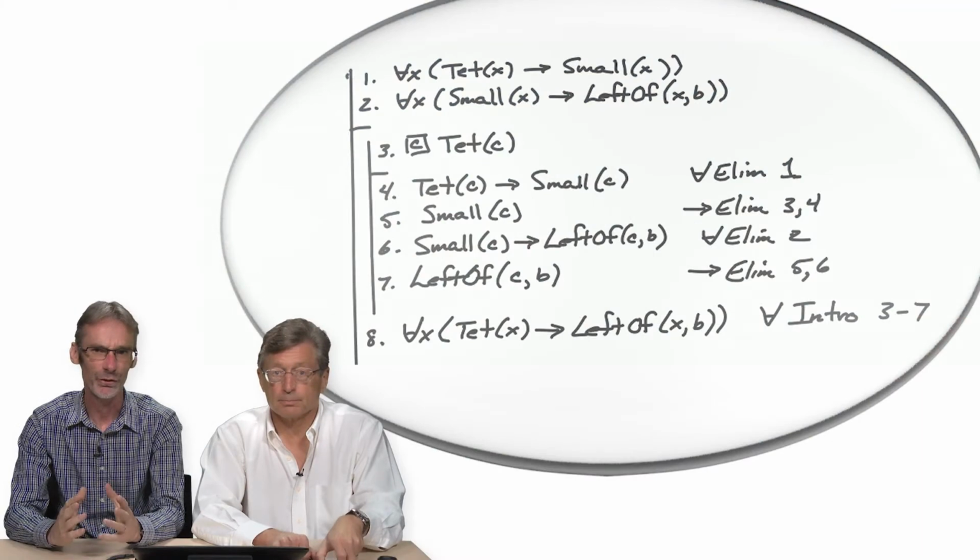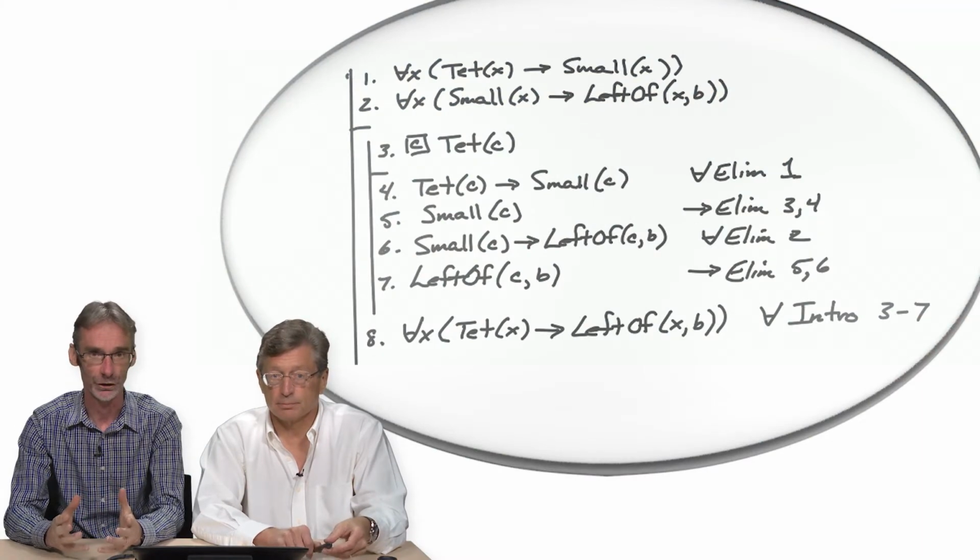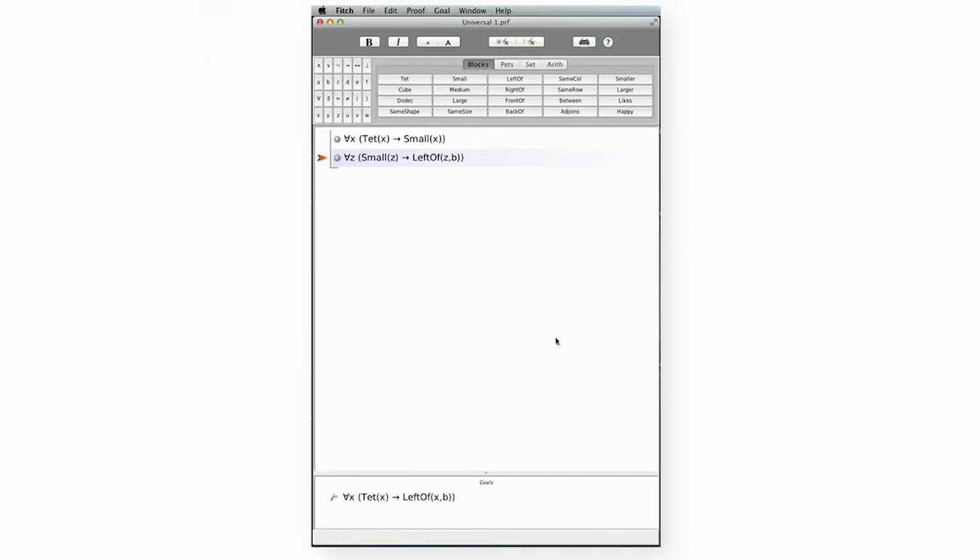Let's see if we can use the same proof using the program Fitch. Okay, so here is the proof set up as a Fitch file. Our premises are for all x, tet x implies small x, and for all z, small z implies left of zb. We changed the bound variable here, but obviously that doesn't make very much difference. And our goal is to prove that every tetrahedron is to the left of b.